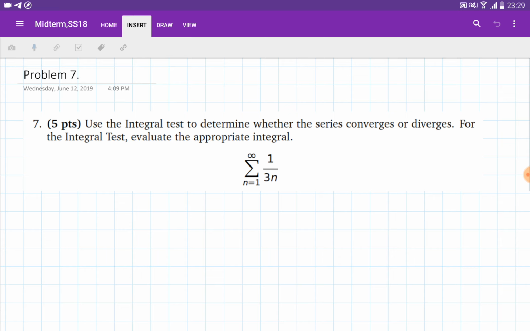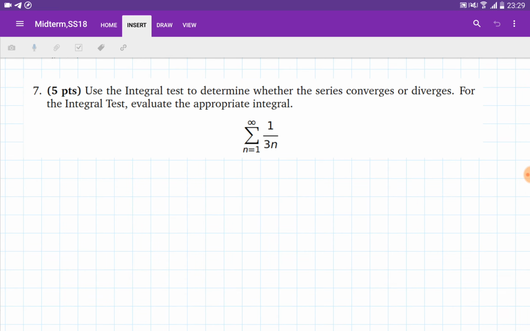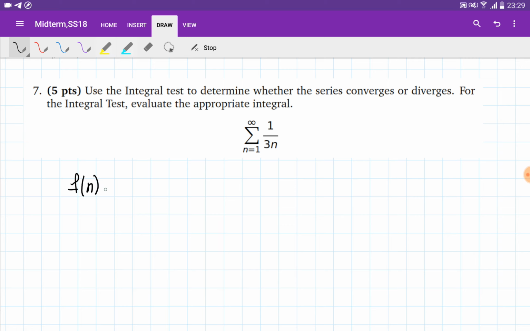Problem number 7 is we need to test the following series for convergence using the integral test. So if you remember, we are going to write down a_n as f of n, which is 1 over 3n. Then we're going to integrate this from 1 to infinity, f of n dn. So this is the integration from 1 to infinity of 1 over 3n dn.